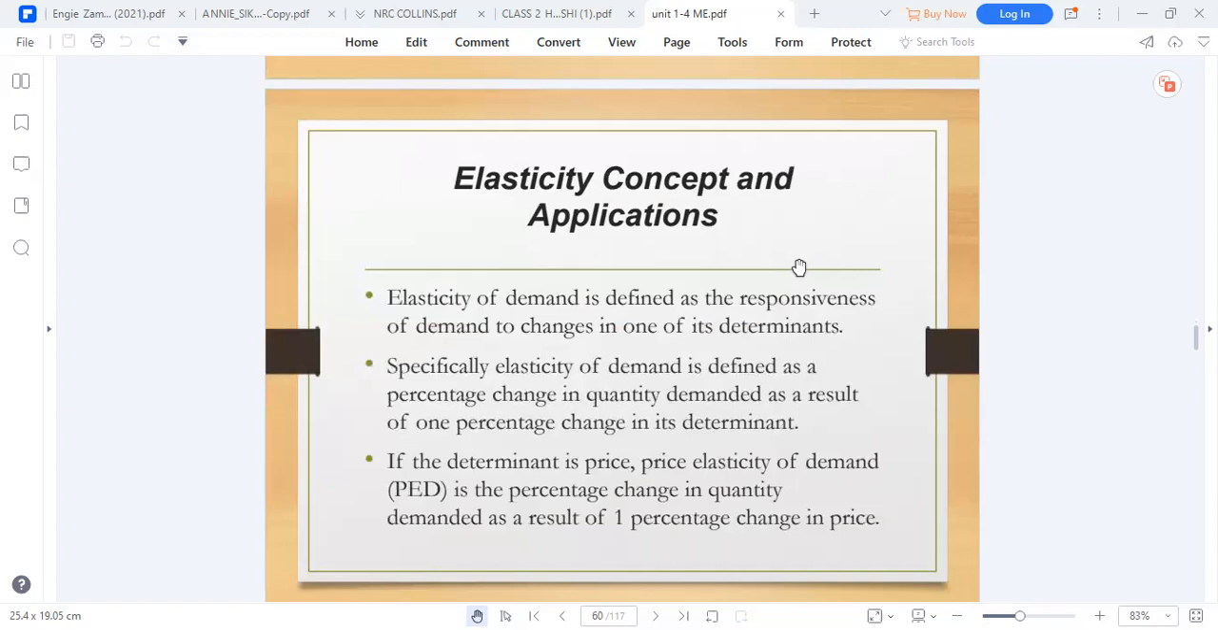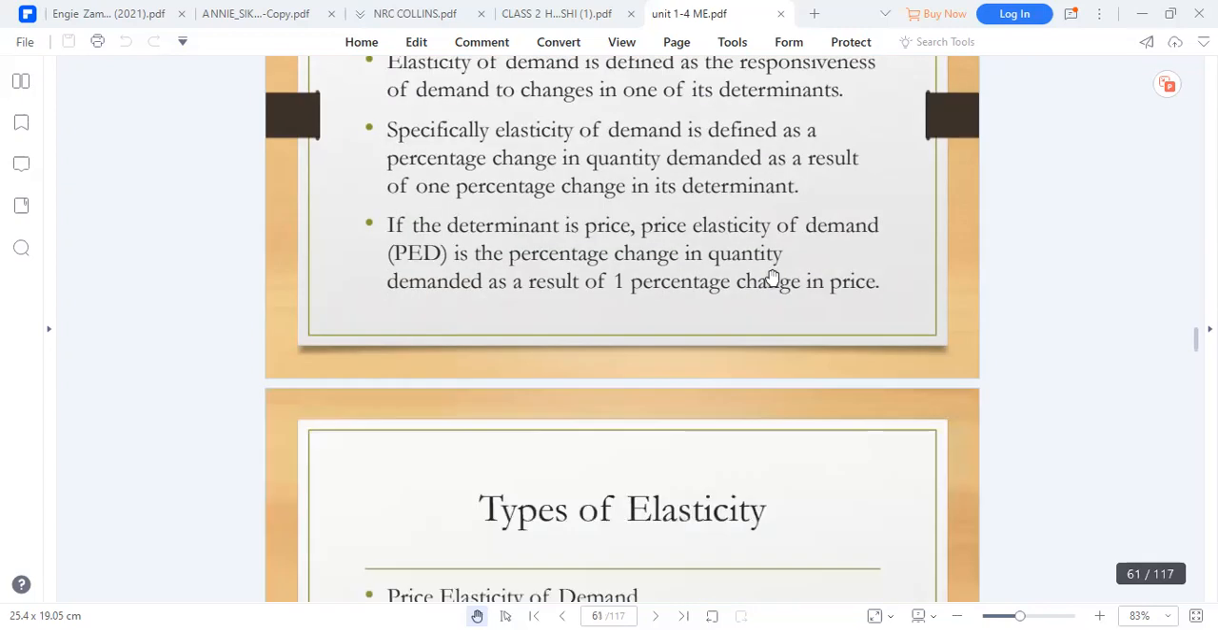So elasticity is simply the responsiveness of demand due to changes in one of the determinants of demand. Specifically, demand has a number of determinants. We have price, which makes up price elasticity of demand. We have income, which makes up what we call income elasticity of demand. We have advertising, which makes up elasticity of advertising, and prices of related goods like complementary goods as well as substitute goods.